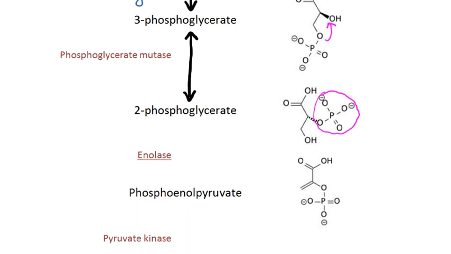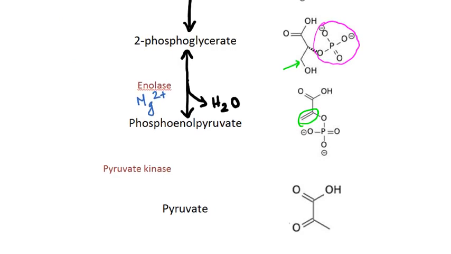The next step is going from 2-phosphoglycerate to phosphoenol pyruvate. This is a dehydration reaction which is carried out by enolase, and magnesium is a cofactor in this reaction. Here you see that a carbon double bond is formed.